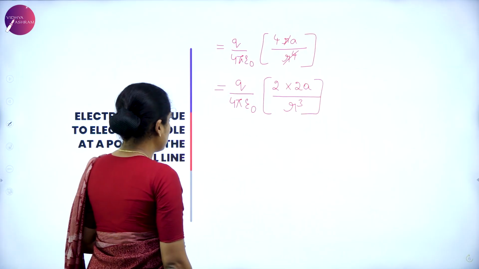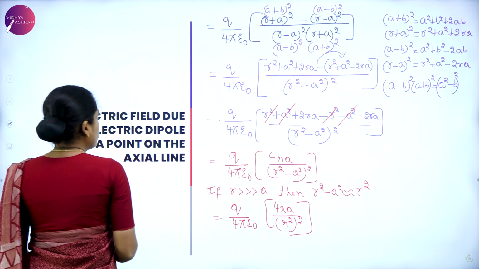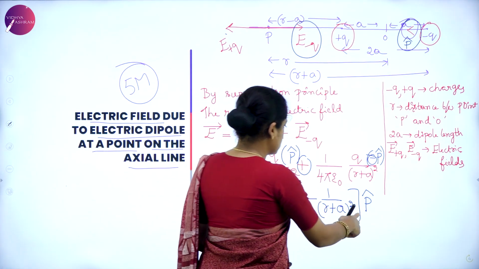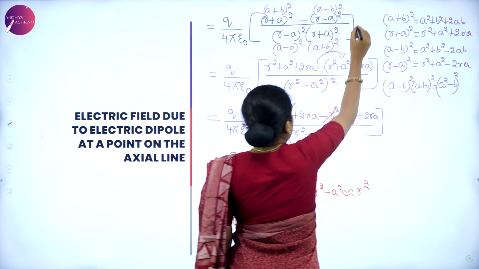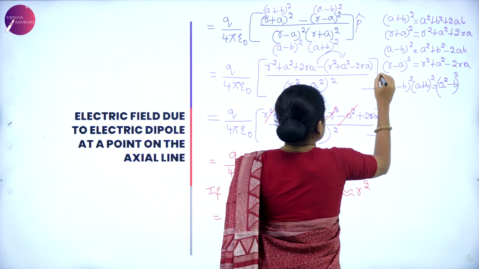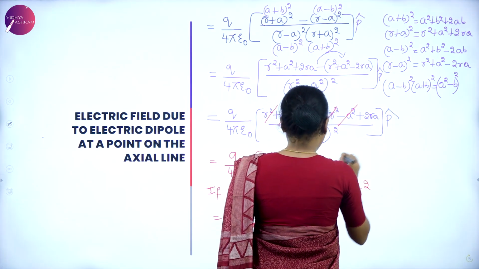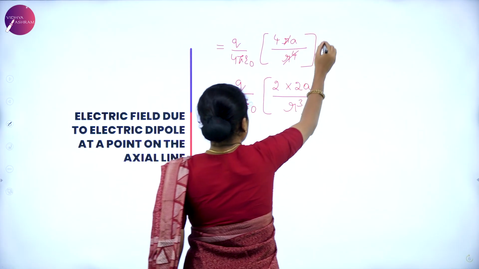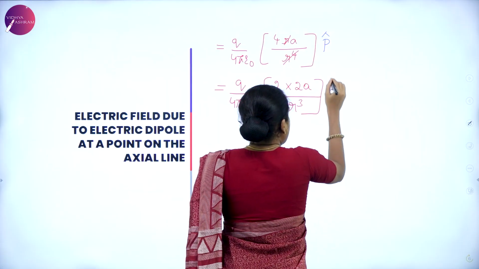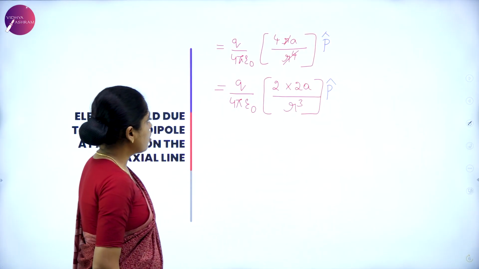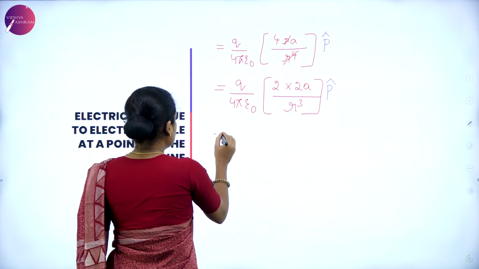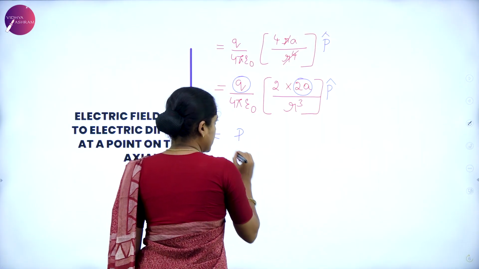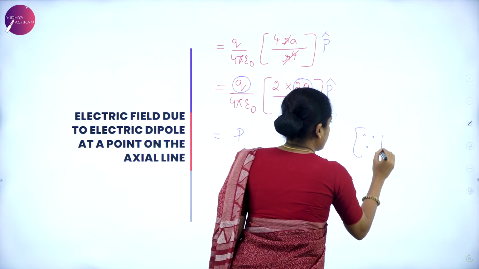And you have to carry this P cap to all the steps. So let us write the P cap in all the steps. Up to here I have carried the P cap. So P cap, next P cap, P cap, P cap. Because according to the superposition principle, we need to represent the electric field in vector form. Now, this 2A into Q is nothing but electric dipole moment P. So, P is equal to 2aQ.